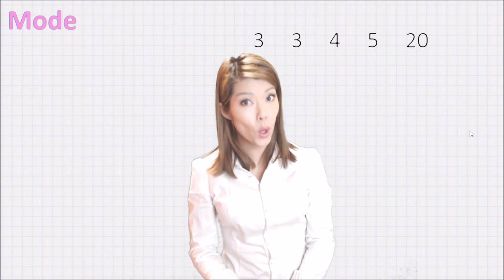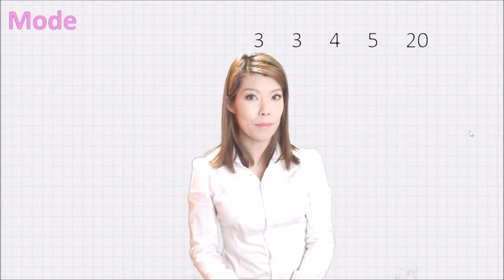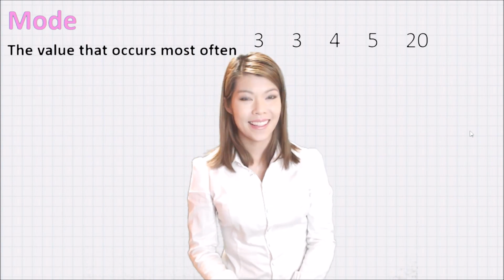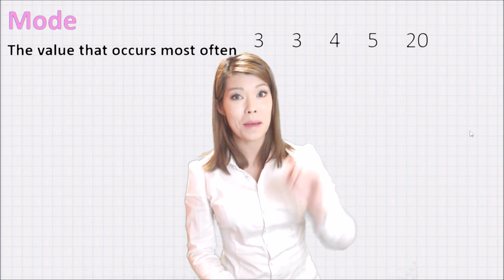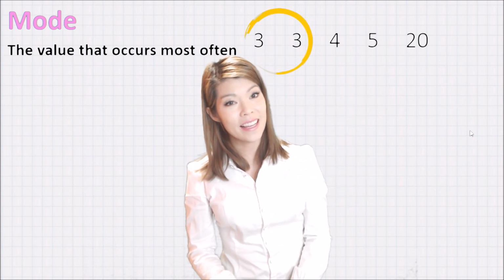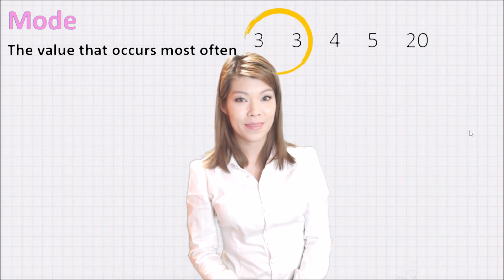Let's have a look at the word mode. So mode, as the name suggests, is the number that occurs the most. In this case, have a look at the example. The number that occurs the most is 3. So 3 is the mode.